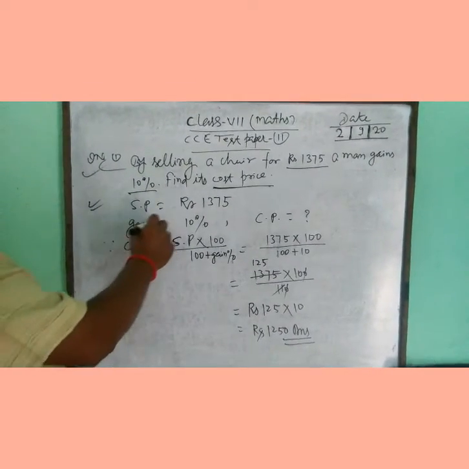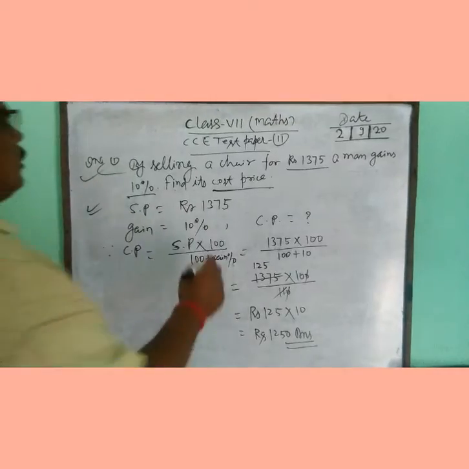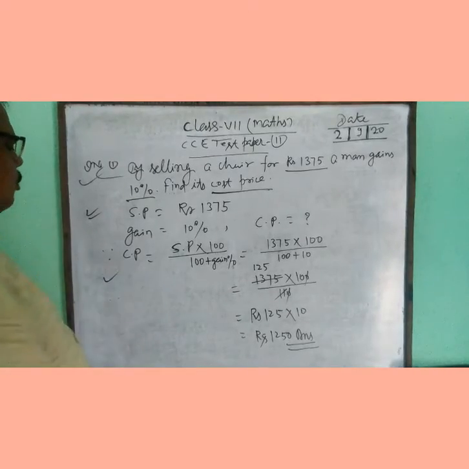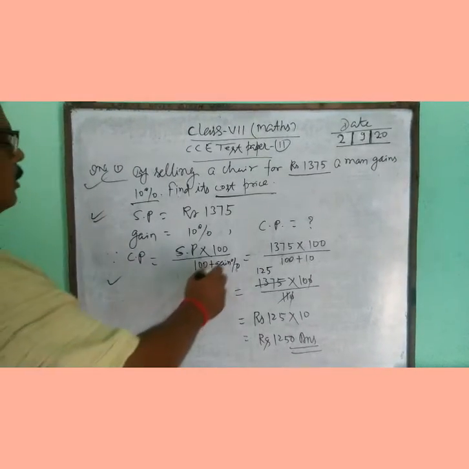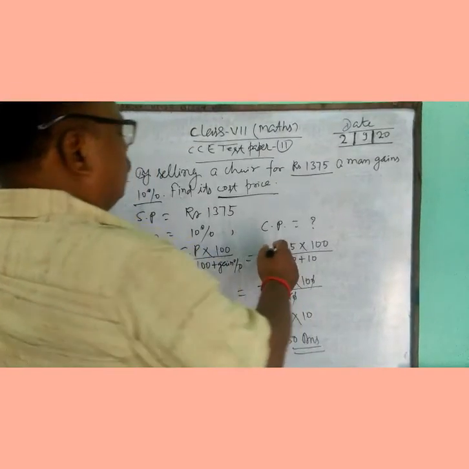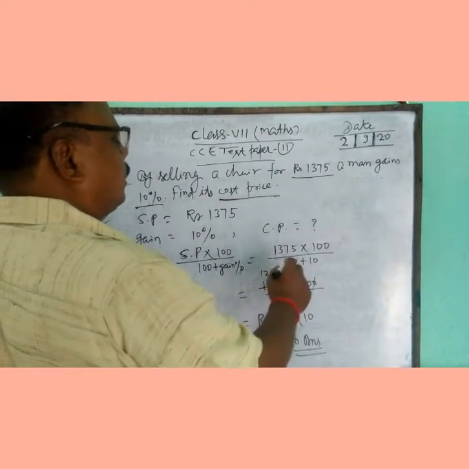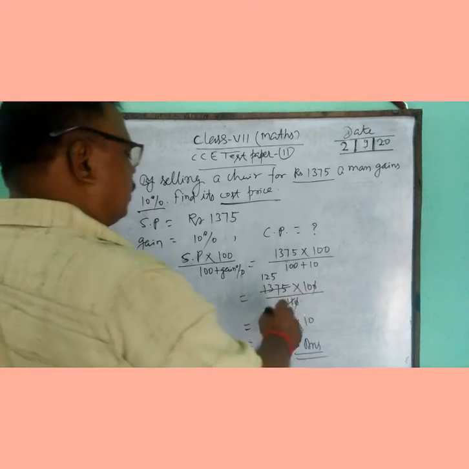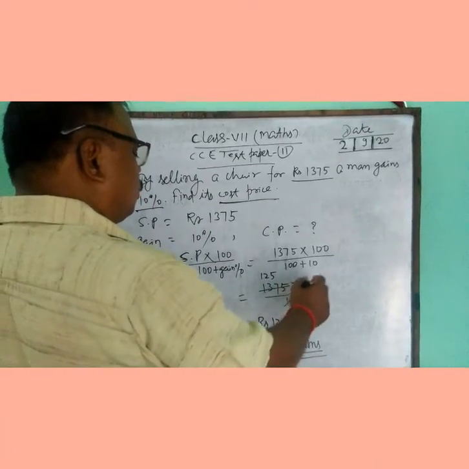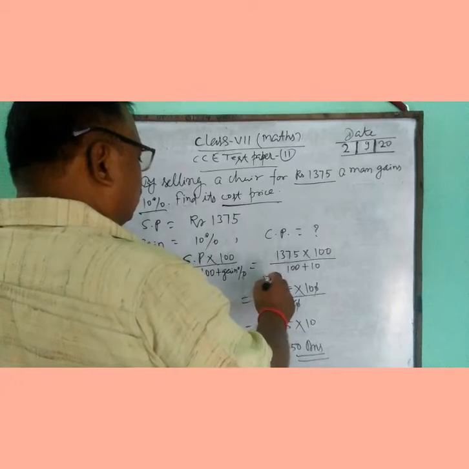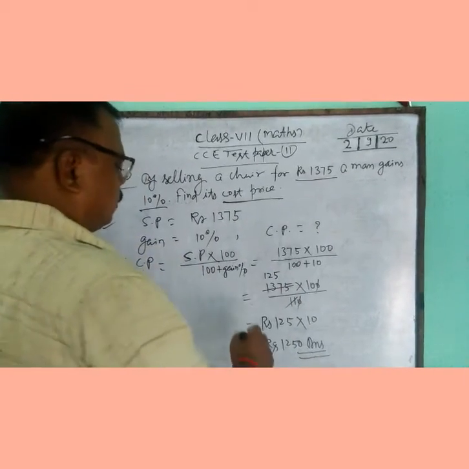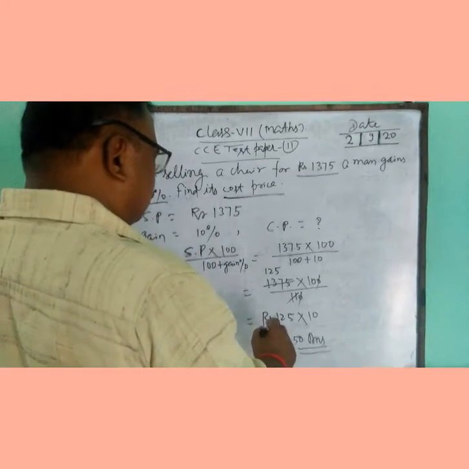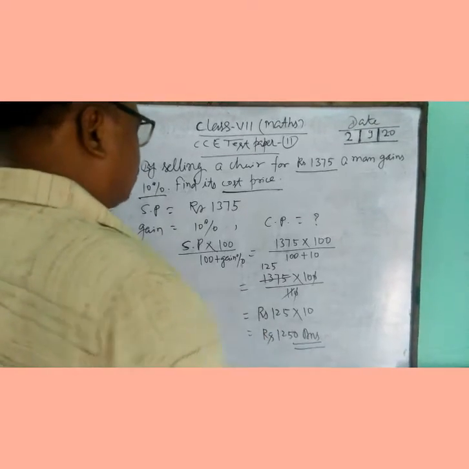I have SP is equal to Rs 1375, gain is equal to 10%, CP is equal to what? By formula, CP is equal to SP multiply 100 by 100 plus gain percent, is equal to 1375 multiply 100 by 100 plus 10, is equal to 1375 multiply 100 by 110. Zero remove, 125 11 is 1375, is equal to Rs 125. Rs 125 multiplied by 10 is equal to Rs 1250. Answer.